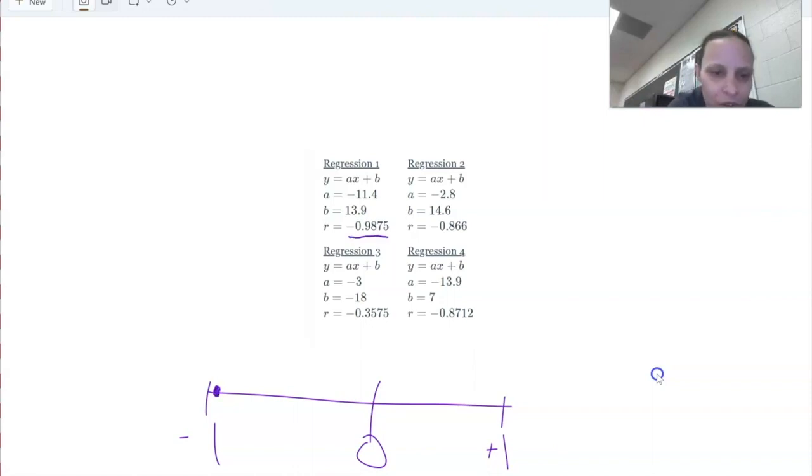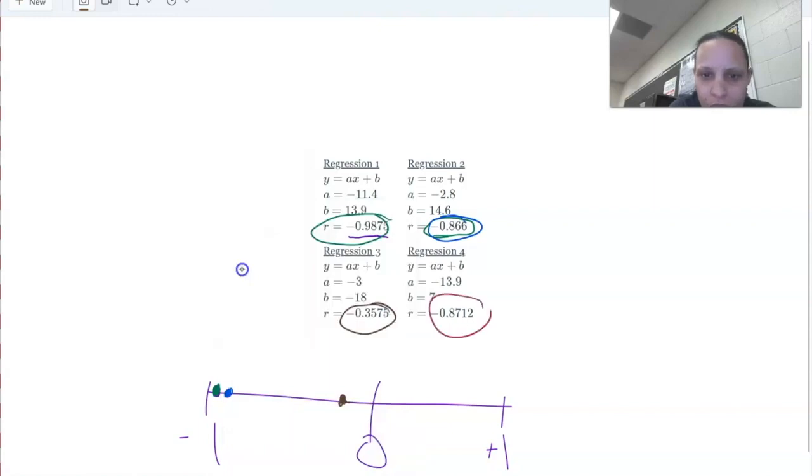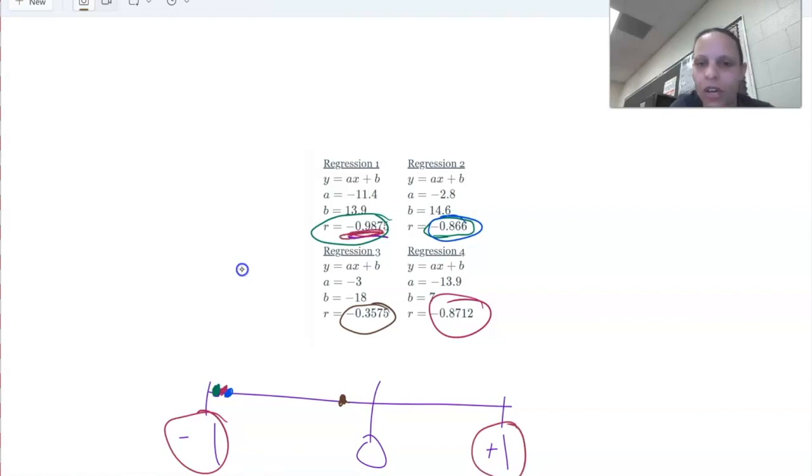So negative 0.98 is going to be very close to, and actually I'll color code this so that I know. So this is green, very close to negative one, right? Negative 0.8, so let me color code this blue. Okay, negative 0.8, it's not as close as this one, so somewhere over here. Okay, next one, let me code this one brown. Negative 0.3, so that's closer to here. And then let me code this one, whatever color that is, this negative 0.7. So this one's closer than that, so it's over here. Which one is closest to either negative one or positive one? It's gonna be this green dot, okay? And that's how you're doing it.